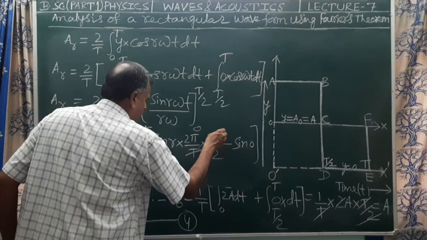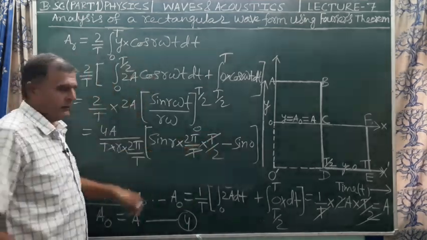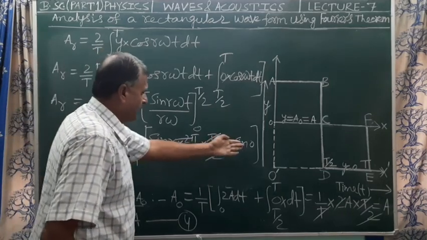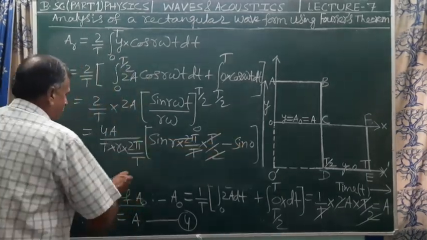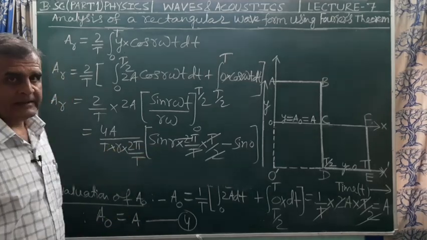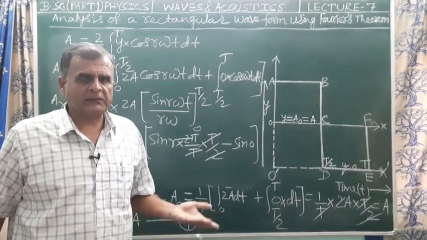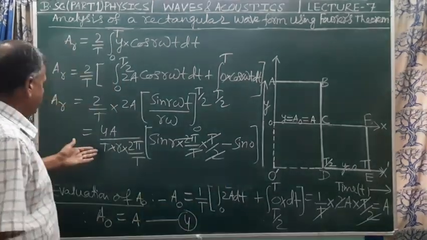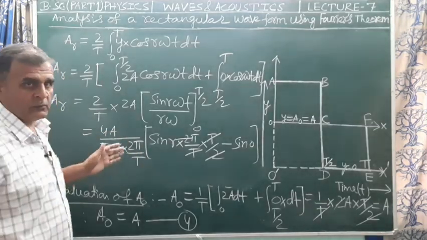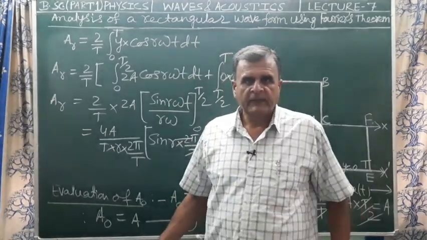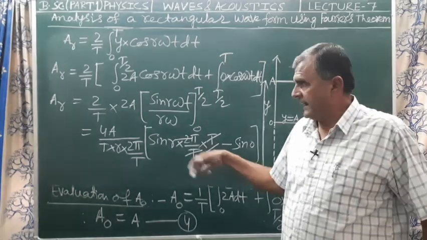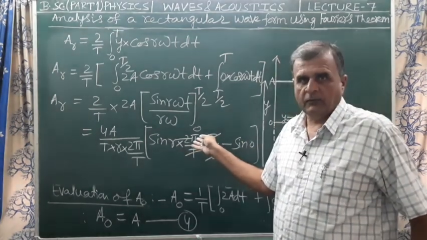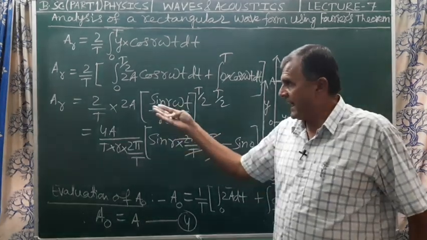Now in the first term inside the bracket, T and capital T will cancel out, and 2 and 2 in the numerator and denominator will also cancel out. Therefore the second term inside the bracket is sin 0, which is equal to 0, and the first term is sin r pi. Sin r pi is 0: sin pi is 0, sin 2 pi, sin 3 pi. The sine of any integer multiple of pi is 0. So the entire term, that is a_r, is equal to 0. So the amplitude coefficients of the cosine terms are 0 for a rectangular waveform, so a_r will be absent in the Fourier series of the rectangular waveform, because the value of sin r pi is 0, and therefore a_r is also 0.